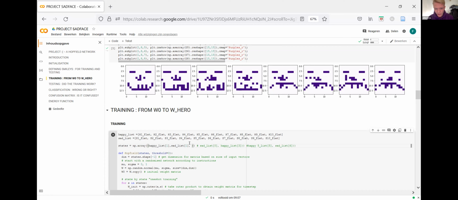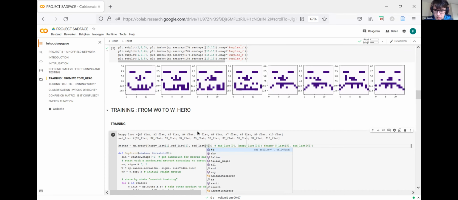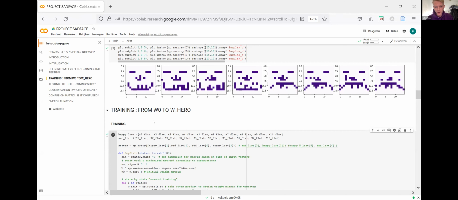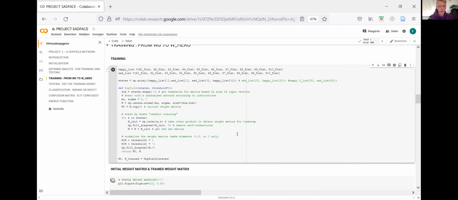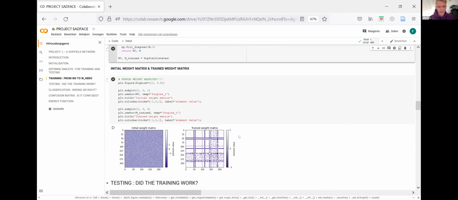What we can add now is the sad list 0 and the happy list 3. So just remove the 2 brackets. And what we found very interesting was that this order, so happy, sad, sad, happy, or any order of the 4, made a huge difference in the understanding of our network.